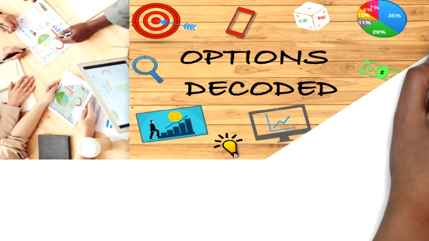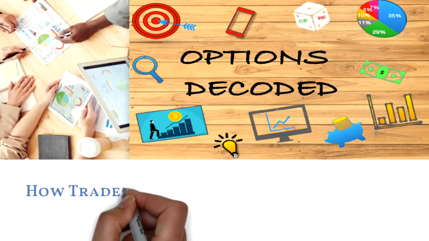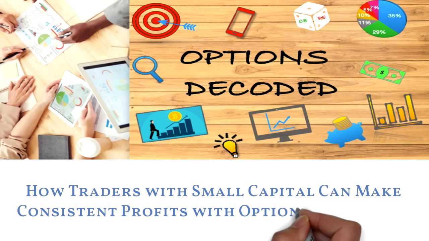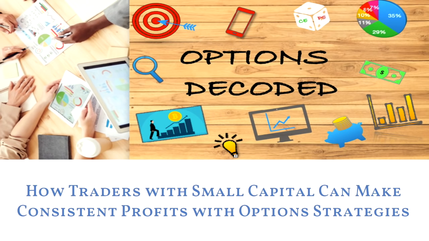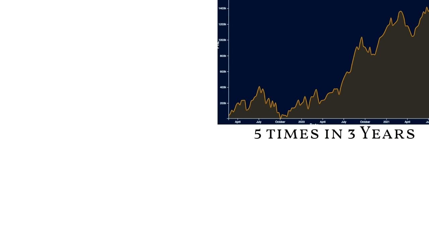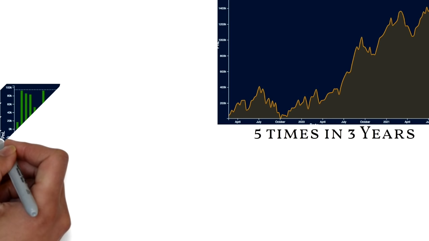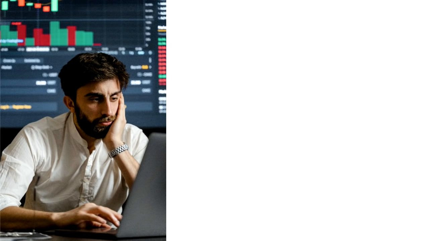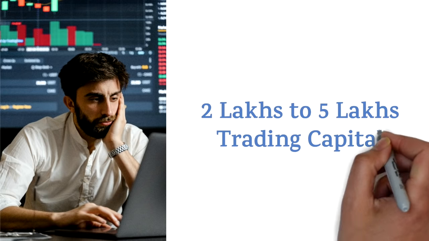Hi everyone. This video is on how traders with small capital can make consistent profits and grow their capital from options trading. Let's grow together from a small capital account to the next level using options strategies. We all know it is tough to make money from the stock market, and it gets way more difficult for traders with low capital. By low capital, I mean 2 lakh to 5 lakh rupees.